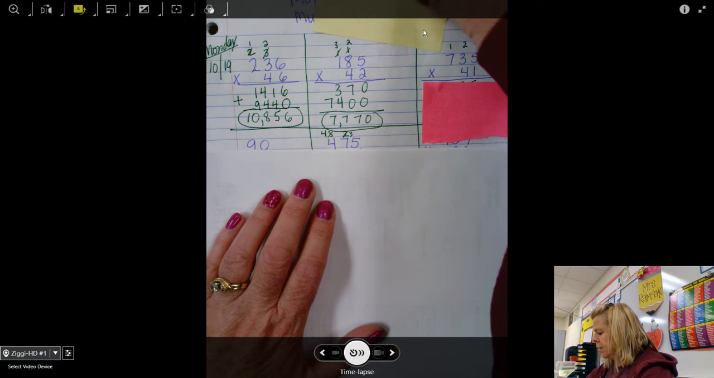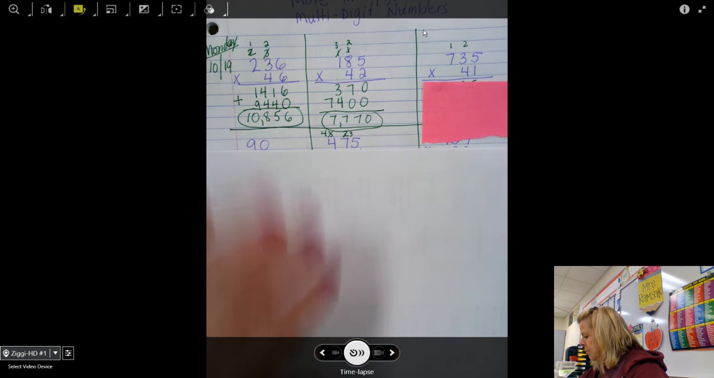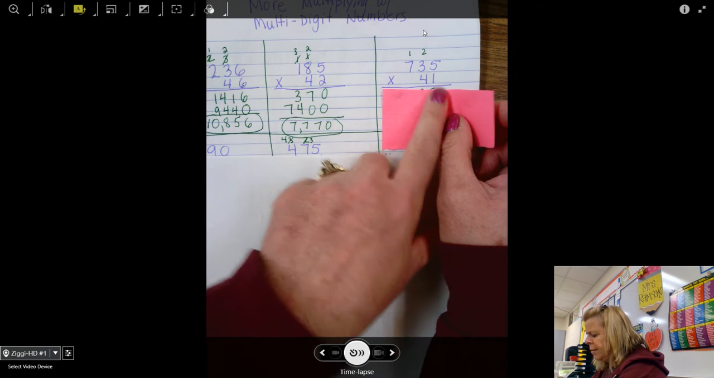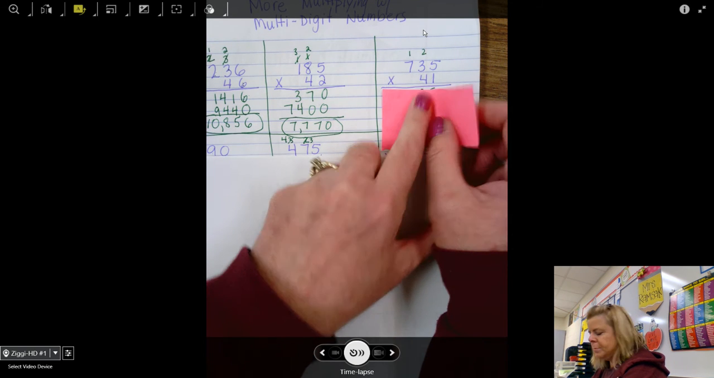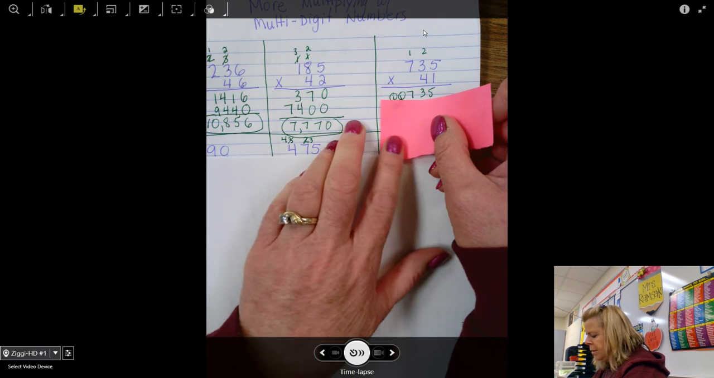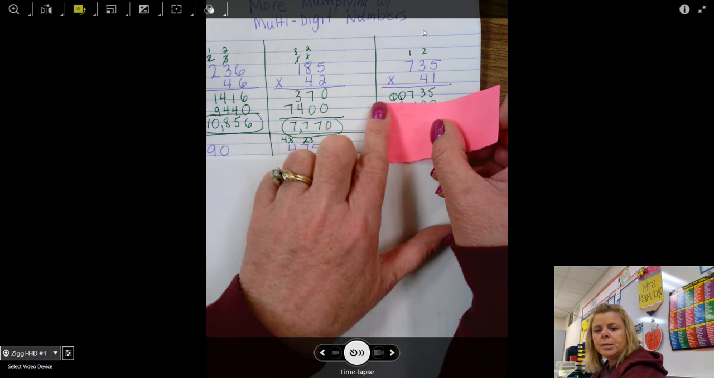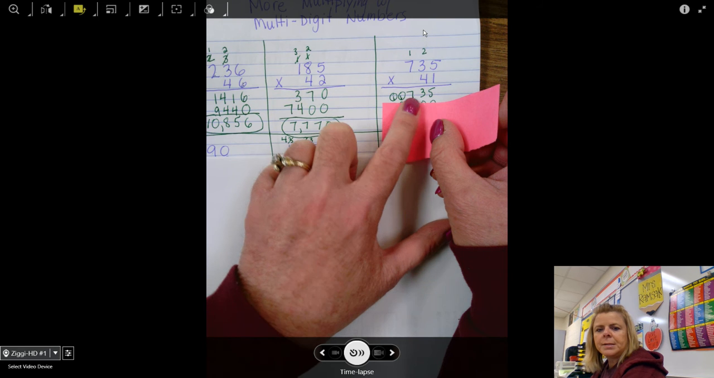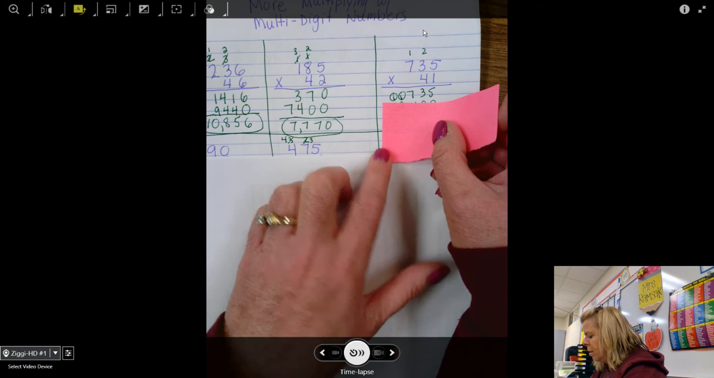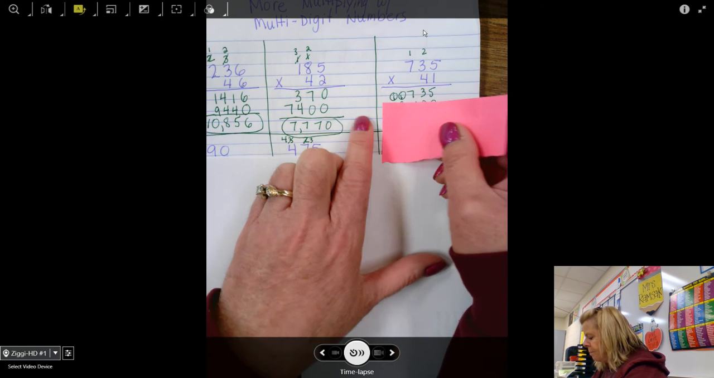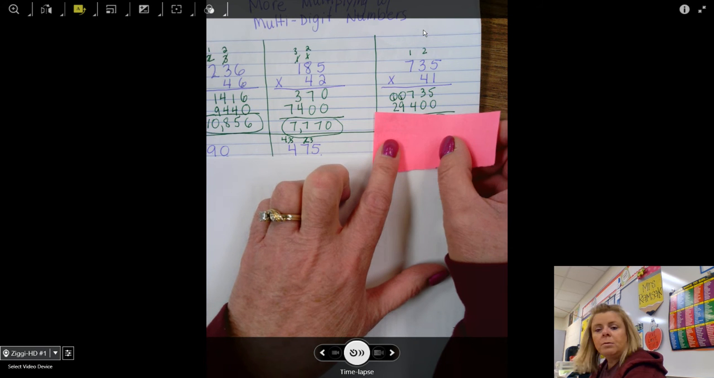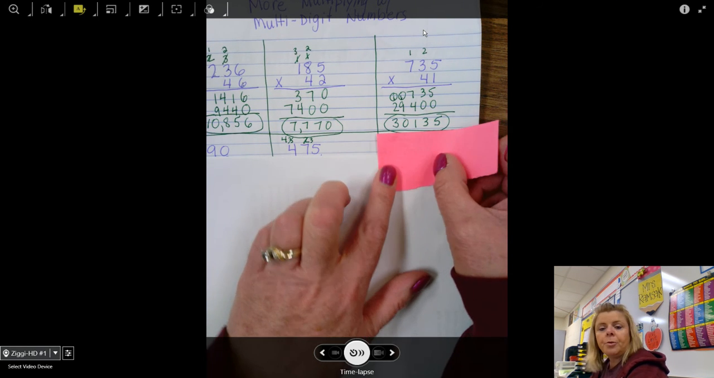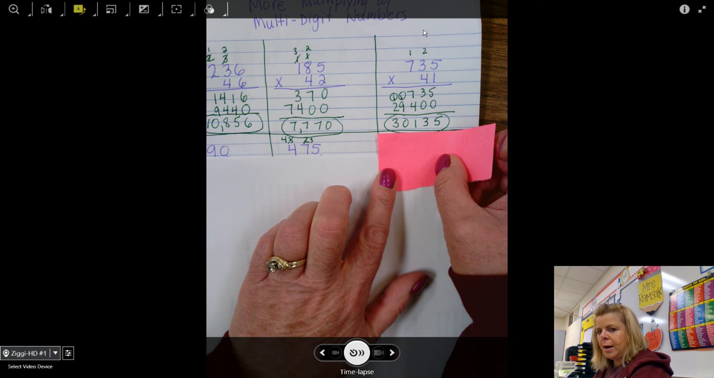Okay, now we're on 735 times 41. This should be an easy one, 735 times 1. So the first partial product is 735. You see the ones that I have circled? That's what I do when I carry numbers. That way I don't get them mixed up with the numbers that are already there. Okay, 735 times 40 is 29,400, with the final answer being 30,135.